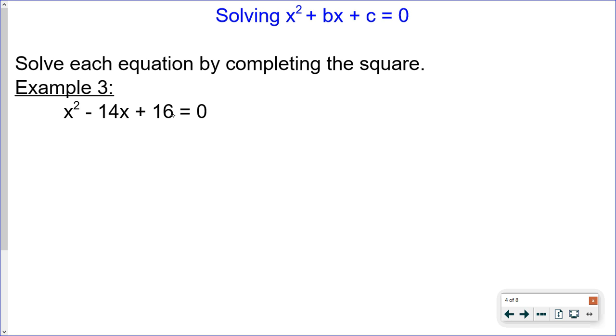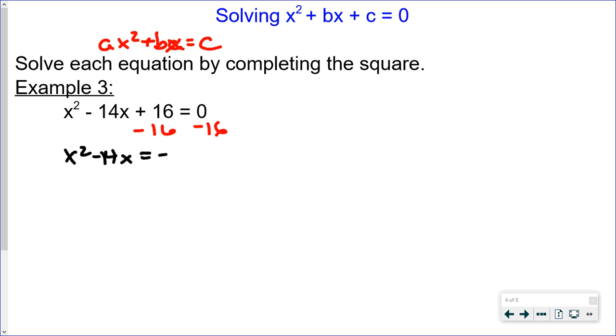If you've got it, you can stop, although you might want to fast forward because I'm going to show you a few other things further down, some different ones. All right? Okay, now, hang around and watch this one, because the C is over here, and I need to move it over here. So to use completing the square, you need it in the form ax squared plus bx equals c. So I'm going to rewrite this with the 16 over on the other side. And so that gives me x squared minus 14x equals negative 16.